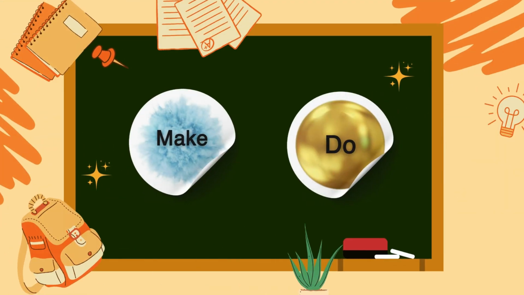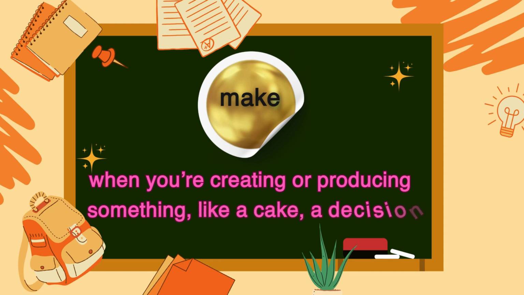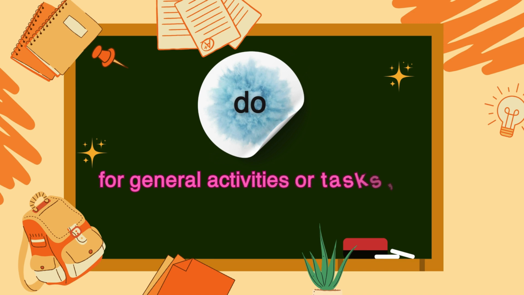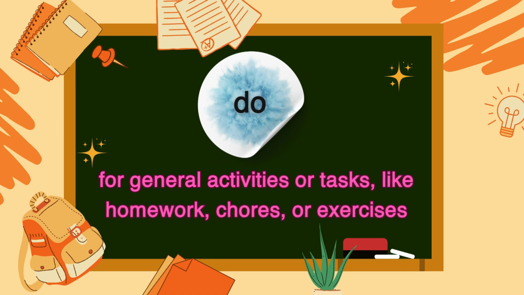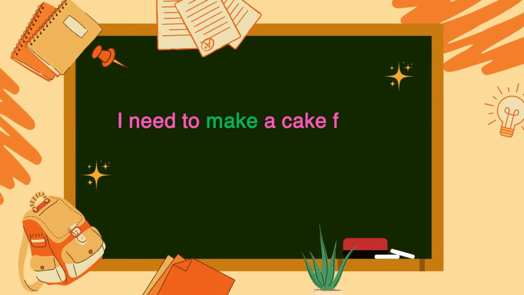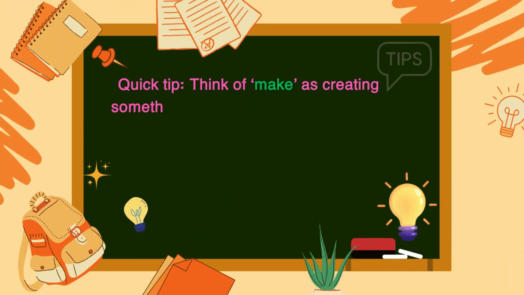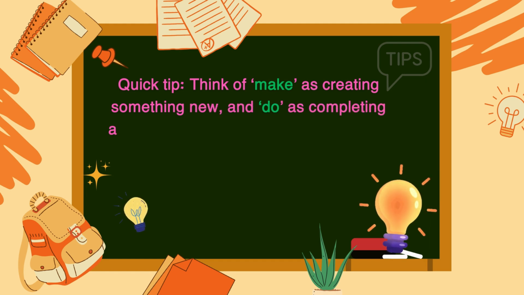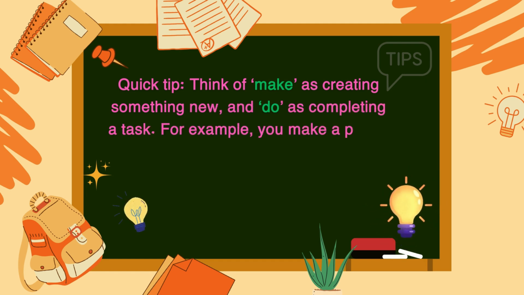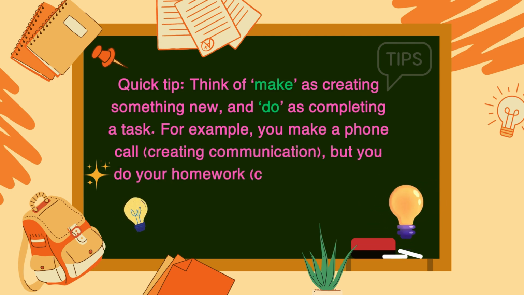The key difference is this. Use make when you're creating or producing something, like a cake, a decision, or a plan. Use do for general activities or tasks, like homework, chores, or exercises. So, the correct sentence is, "I need to make a cake for the party." See the difference? Quick tip: think of make as creating something new, and do as completing a task. For example, you make a phone call, creating communication, but you do your homework, completing a task. Easy, right?